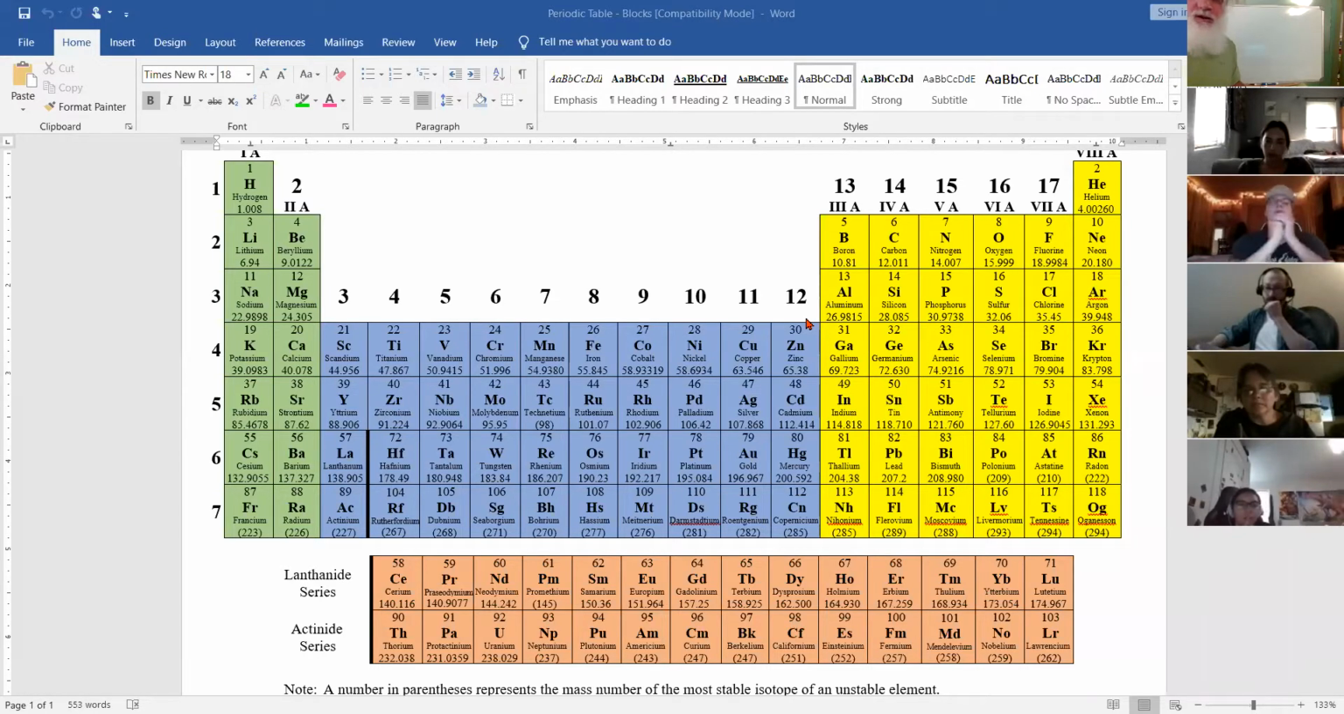Very good, whoever said that. Was that Lucas? There's someone else who said it too. Okay. So now if I tell you it's neutral, then how many electrons does the aluminum atom have? 13. And how many of those are valence electrons? 3. Should we do 1 or 2 more, or are you guys okay with this?